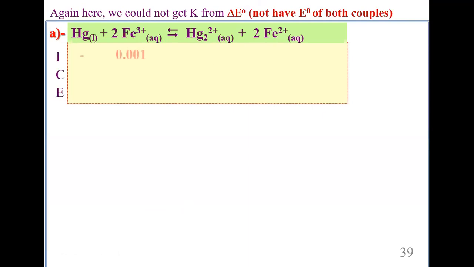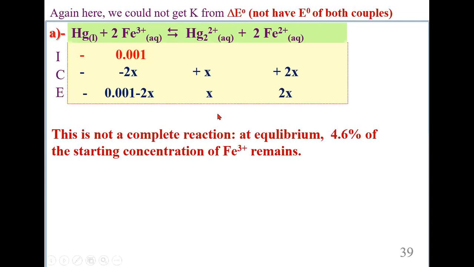We're going to set up, again, an initial, change, at equilibrium ICE table, and I'm going to put minus 2x, plus x, plus 2x, and you get at equilibrium 0.01 minus 2x, x, and 2x. Now, why did I leave it in the form of x? Because my reaction is definitely not complete, and they did not give me an actual number for at equilibrium like in the Ag question. They didn't give me the equilibrium concentration yet.